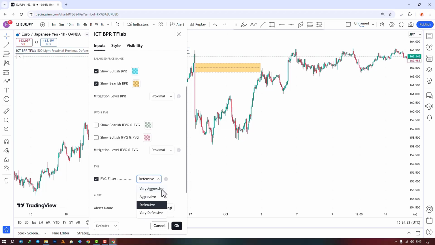Aggressive means the middle candle shouldn't be small, increasing FVGs. Defensive needs a large middle candle, mostly body. For bullish order blocks, the second and third candles must be bullish. For bearish, they must be bearish.